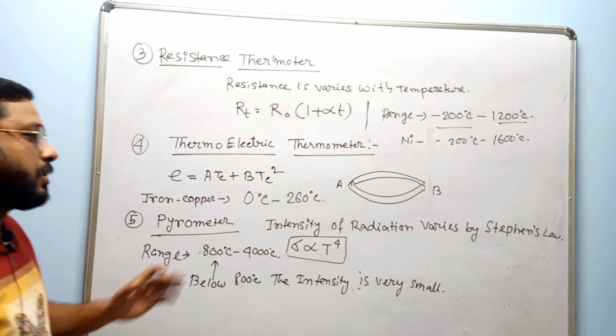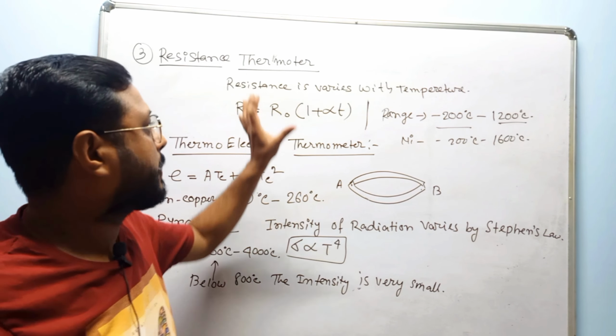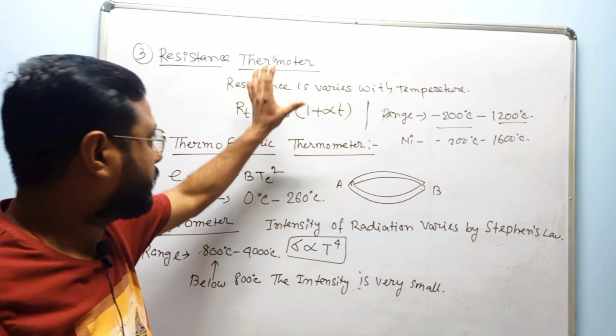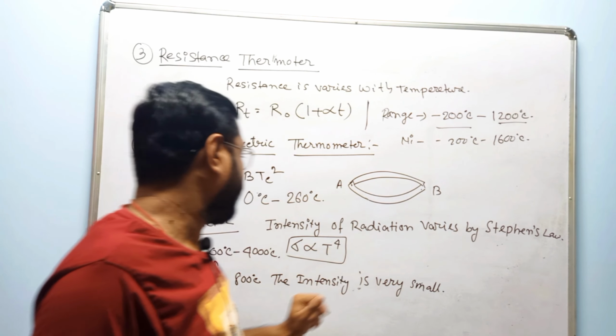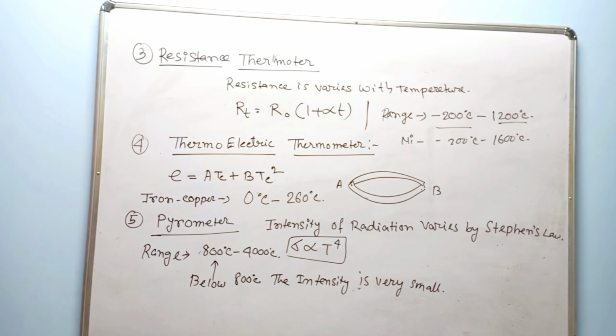You have to make a chart on A4 size paper or A3 size paper, and write the name of the thermometer, the mathematical relation, and the range. You have to memorize the range: 800 degree to 4000 degree centigrade.